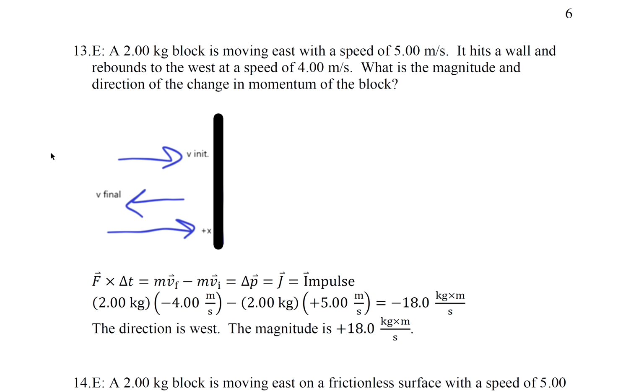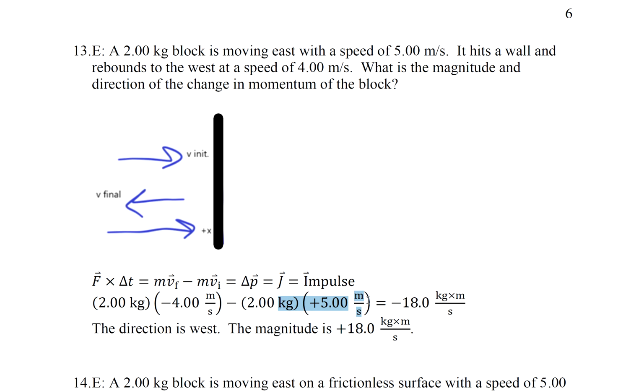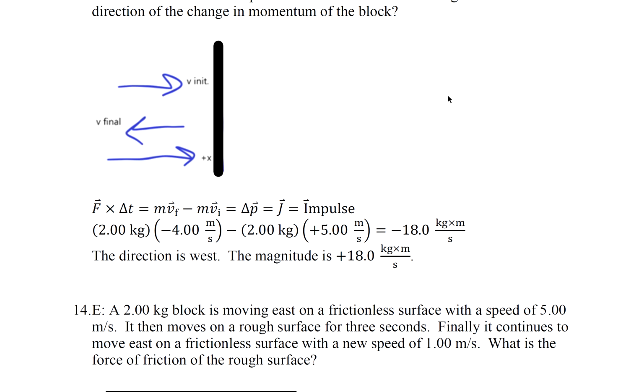It's asking for the change in momentum. So just look at mv final minus mv initial. This is mv final. V final is -4. This is mv initial. V initial is +5. This is our solution. There's a negative sign. That negative sign means to the left. Why? Because in the image, going to the right is positive, or east. Going to the left is negative, or west.